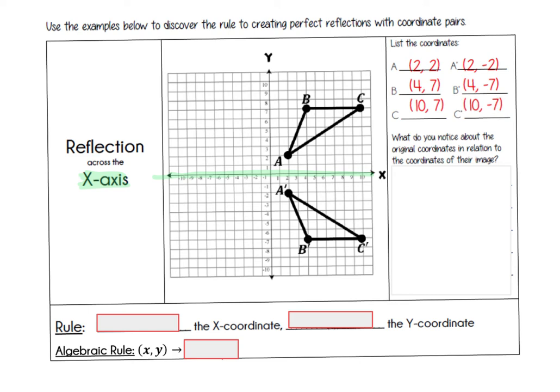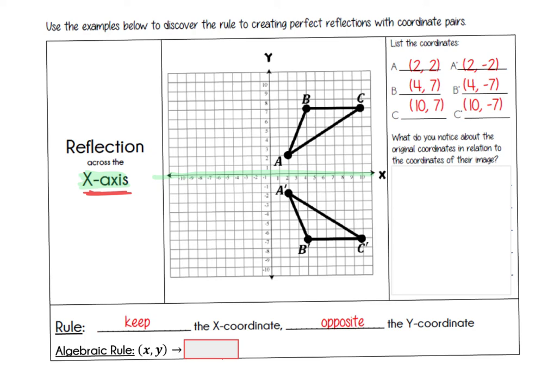You should see some type of pattern. What's the pattern when you go from the pre-image to the image coordinates? The y is just negating. So the coordinates are staying the same, but the y is actually negating. And that is actually the rule when you're going across the x-axis. All right, so we are talking x-axis. The rule is that you keep the x coordinate the same, and you use the opposite sign for the y coordinate. Whatever the y coordinate is, you just make it the opposite.